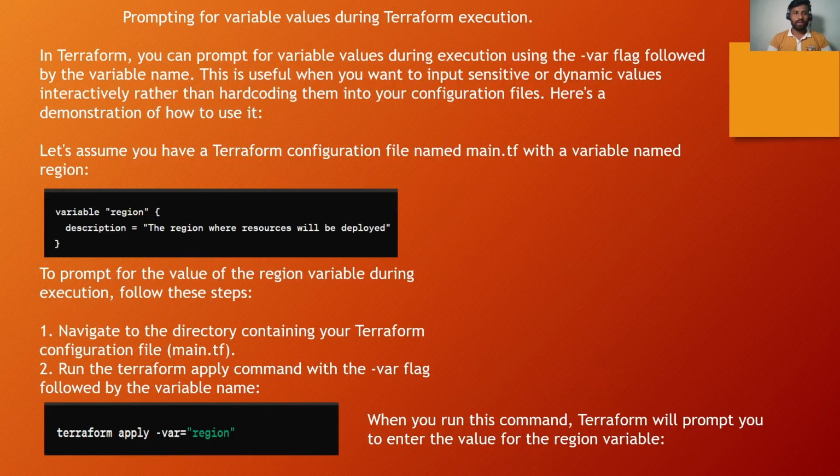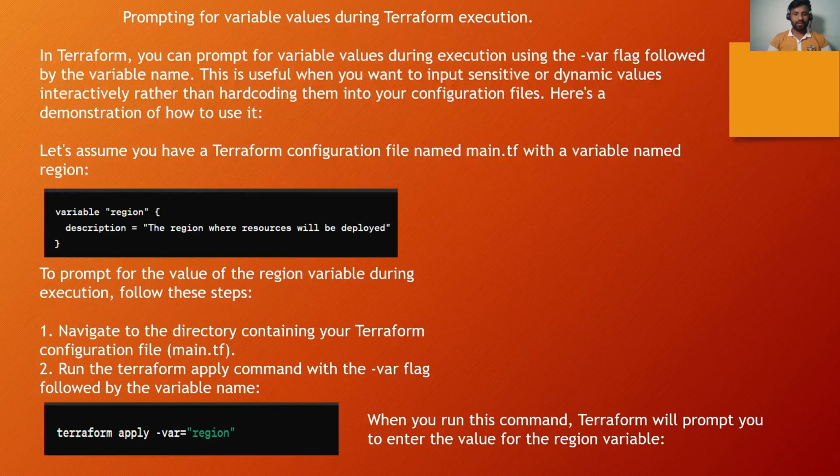So here is a demonstration of how to use it. Let's assume you have a Terraform configuration file named main.tf with a variable named region. See, variable region, this is the name of the variable. For this region, the description is: the region where resources will be deployed. So to prompt for the value of the region variable during execution, follow these steps.